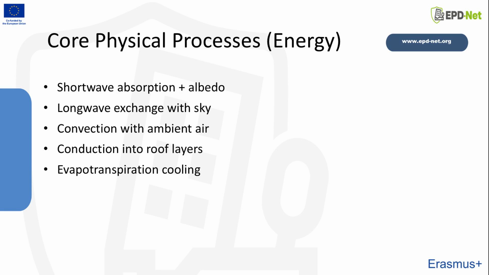On the thermal side, a green roof is governed by the surface energy balance. Incoming shortwave radiation is partly reflected and partly absorbed. Long-wave radiation is exchanged with the sky and surrounding surfaces. Convection couples the roof surface to air temperature and wind. Conduction moves heat through the roof assembly into the building. Evapotranspiration converts available energy into latent heat, providing cooling when moisture is available.